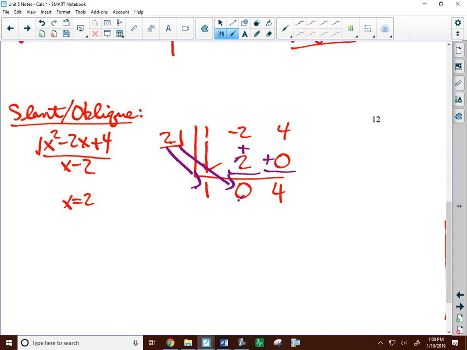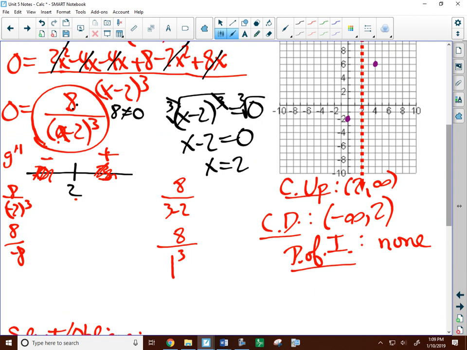Now the original was x squared, degree of 2. So you break it down, and this tells you the degree goes down 1. So this is 1x to the first power, you can just write x, plus 0, that's your constant. This is the remainder, so for our purposes, I don't need to write that. So it's just 1x, that's x. That's the oblique asymptote, which is x.